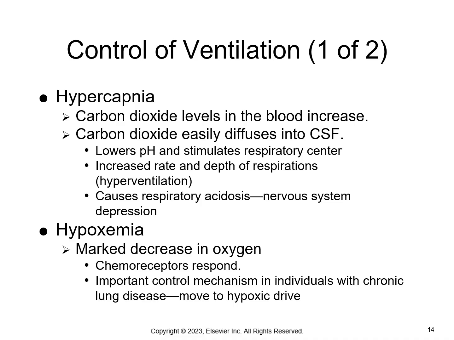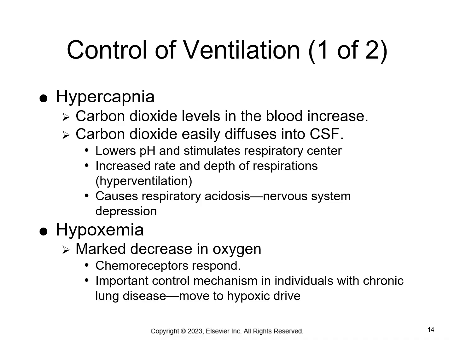Carbon dioxide can easily diffuse into the cerebrospinal fluid. Blood levels of oxygen also influence the respiratory rate. The peripheral chemoreceptors are responsible for sensing large changes in oxygen levels. Normal oxygen levels provide a substantial reserve of oxygen in the blood. Therefore, a large decrease in the oxygen is necessary before the chemoreceptors would respond to hypoxemia.